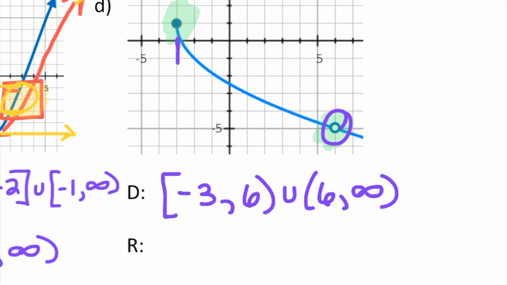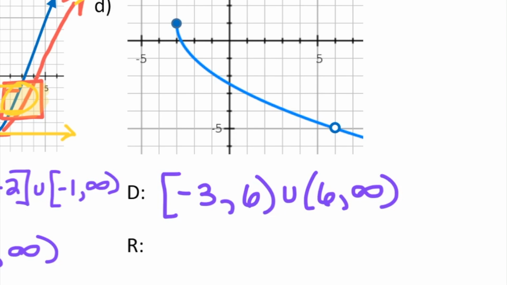And then the range, and again I'm going to erase. Sure I am. The range, gotta love technology.